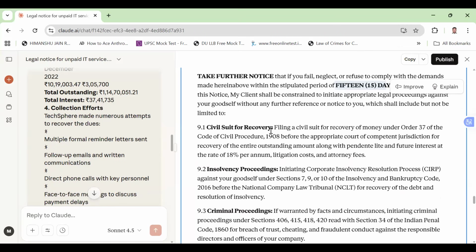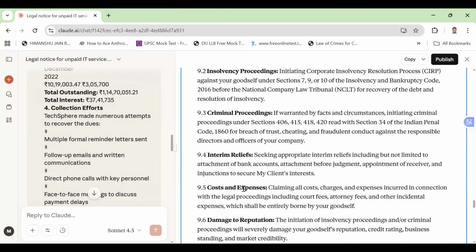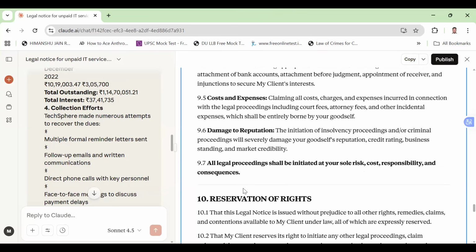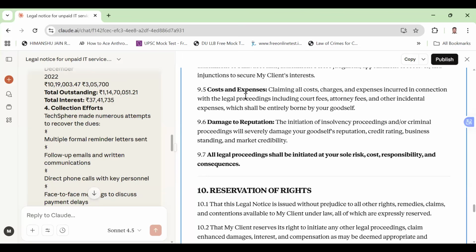Civil suit for recovery, that is the most appropriate legal remedy in our case. Then insolvency proceedings, since insolvency proceedings are fast, it is prescribed. Criminal proceedings like breach of criminal trust and fraud and other legal provisions. And we are claiming all the other costs that will be applicable in this case, lawyers' fees, any other court fees, will be borne by the other party when we win the case.